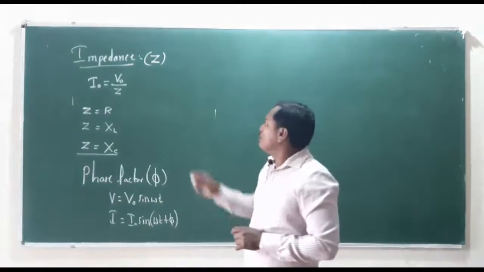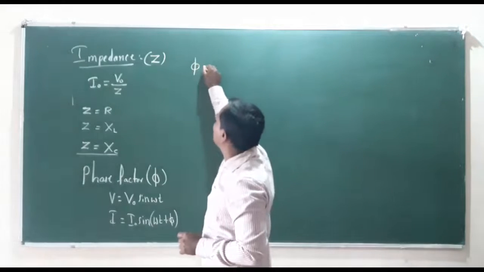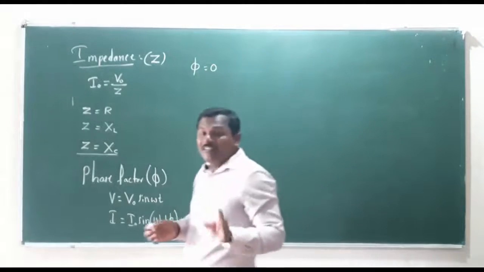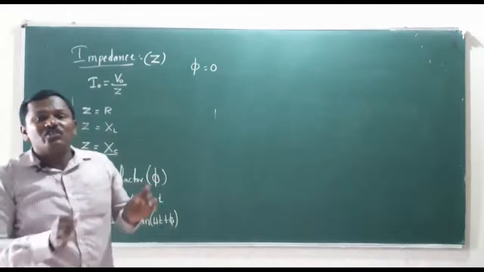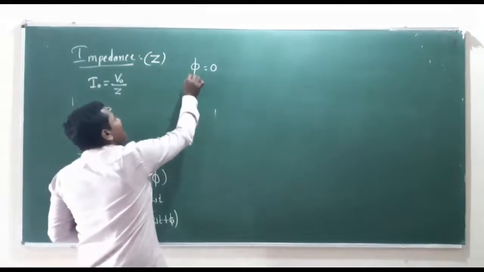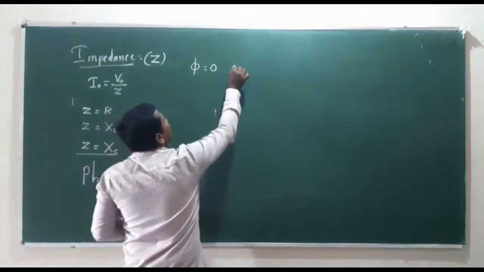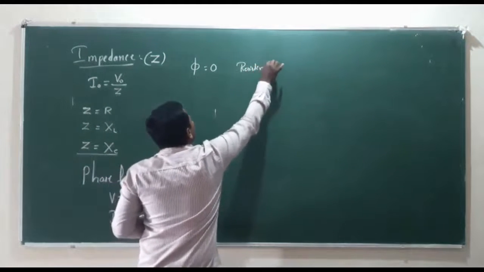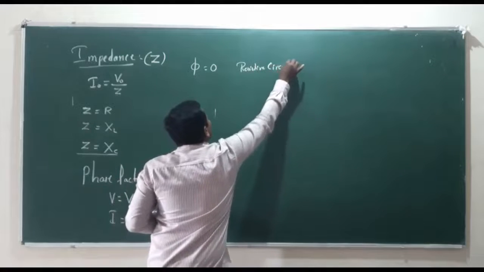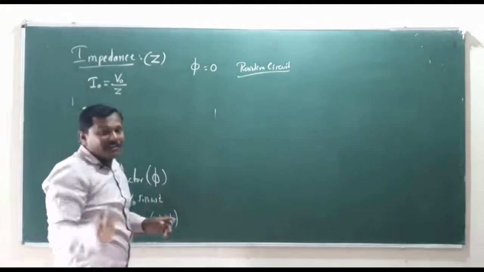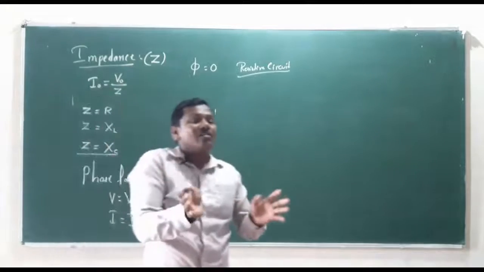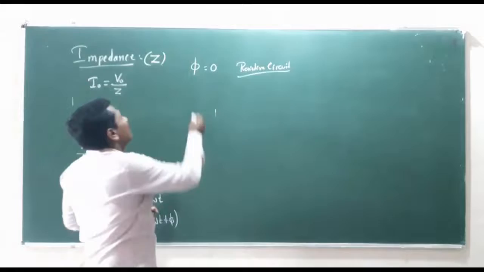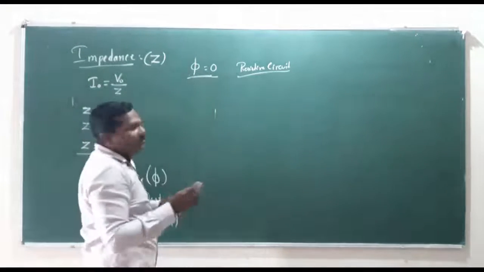If φ is equal to 0, the phase difference between the voltage and the current is equal to 0. This is for a purely resistive circuit, because in the last video we discussed that when an alternating voltage is applied across a resistor, the phase difference is equal to 0. Therefore here we took φ equal to 0.